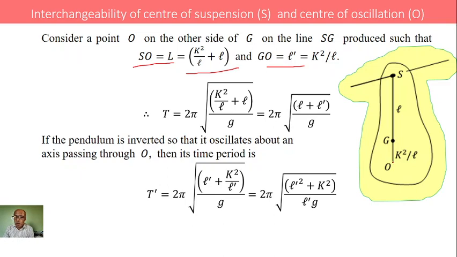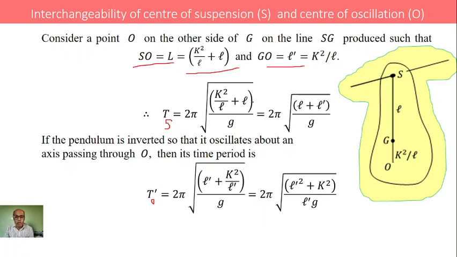Now this compound pendulum is inverted, hung over the point O, and made to oscillate about this O. Then the time period becomes T dash. T dash is the time period for O, and T is the time period for S. And therefore T dash is equal to 2 pi into root of (L dash plus k square by L dash) whole divided by g.